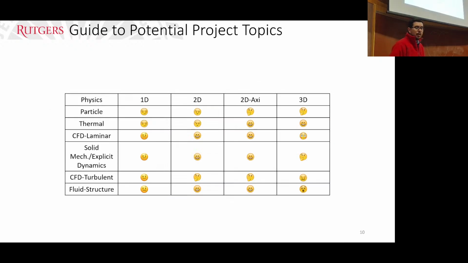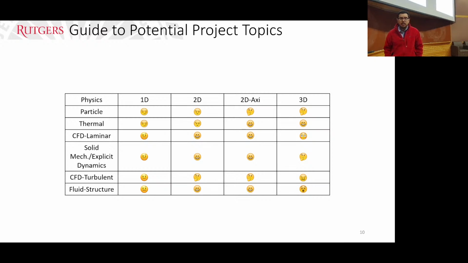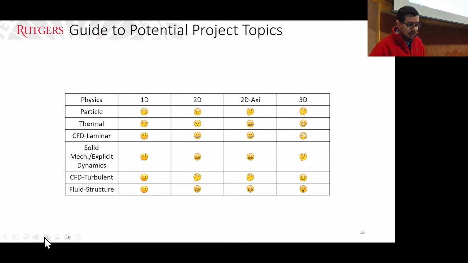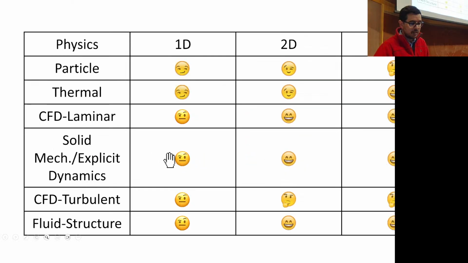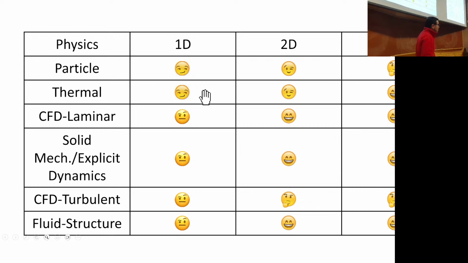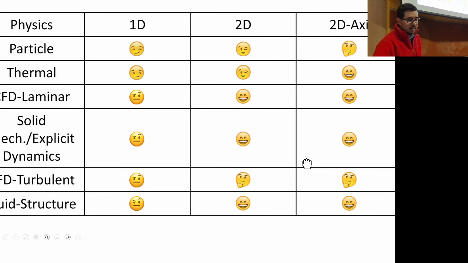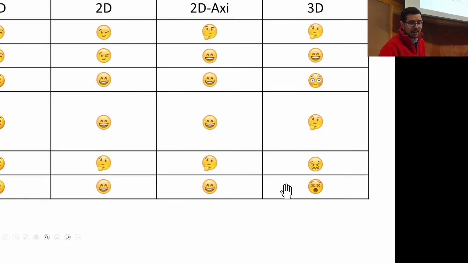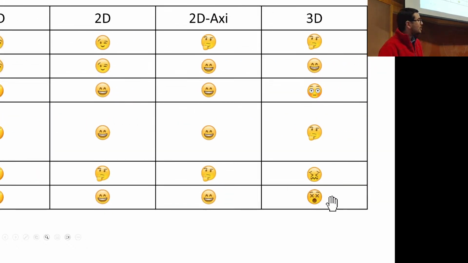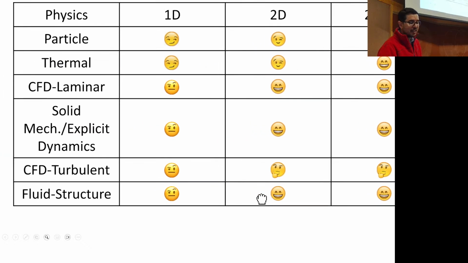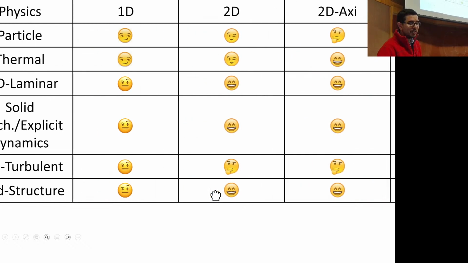So here is Professor Singer's guide to potential project topics. He has here some happy and not so happy faces. You can see here, if your project is a 1D simulation of a particle, that's probably too simple. But if it's fluid structure interaction in 3D, don't do it. That's what Professor Singer will say.